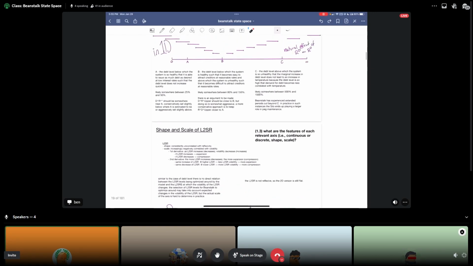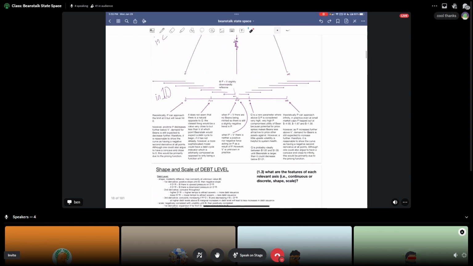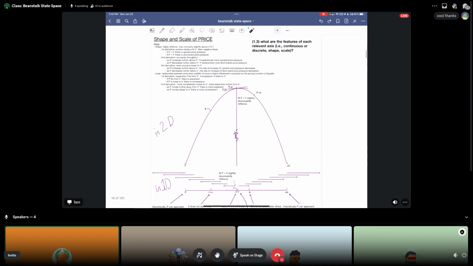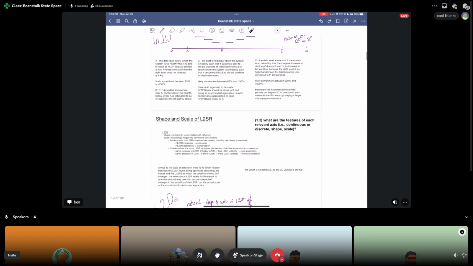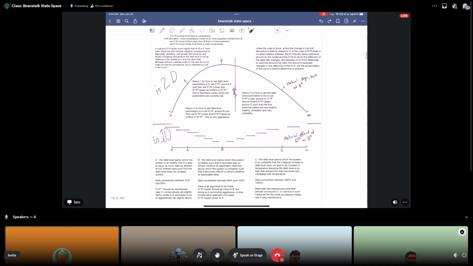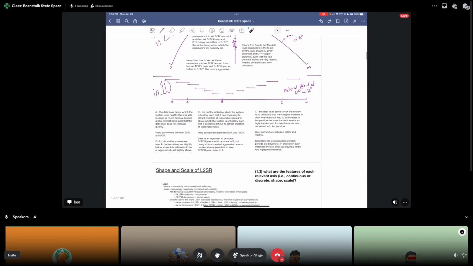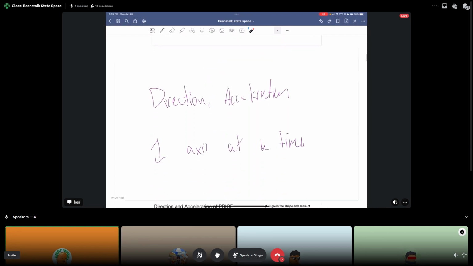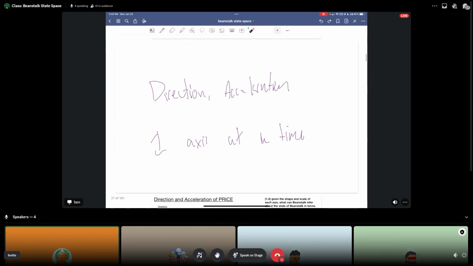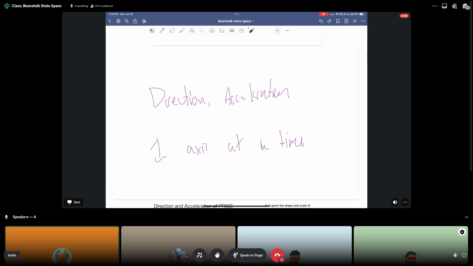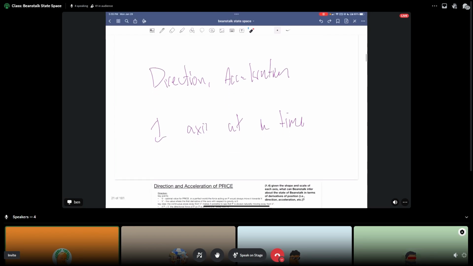Okay, so now that we've talked about the shape and scale, at least briefly, of each axis, I guess we didn't talk about the scale of the debt level, but it's so hard to know what it actually looks like. So we're just going to pass over it, even though it is treated in this document. And now let's talk about direction and acceleration. So given the shape and scale, if we know position along an axis, what can we say about the movement of Beanstalk?